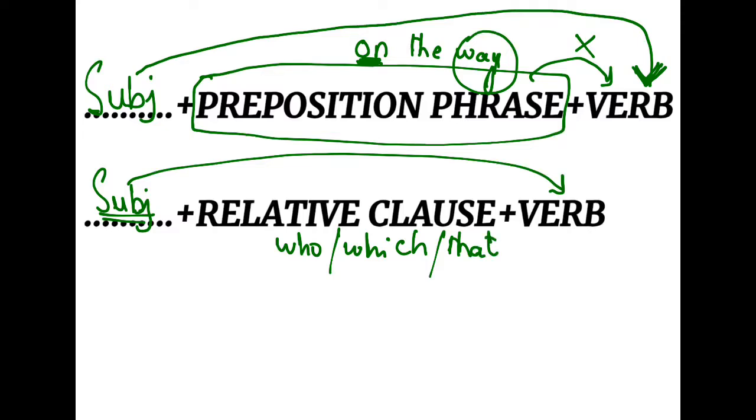There is also a very important difference between these two curtains, preposition phrase and relative clause. These two are actually curtains. But this preposition phrase is a phrase and relative clause is a clause. There is a difference between phrase and clause. A clause usually has its own verb.